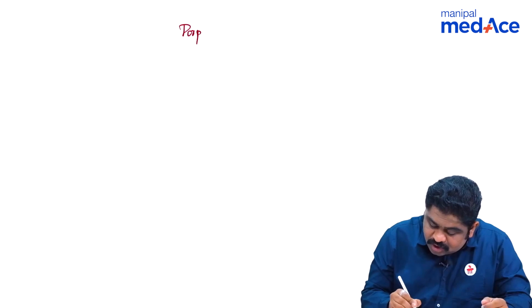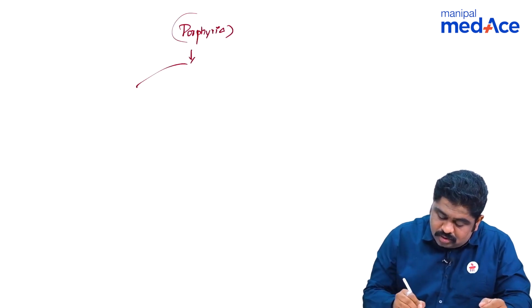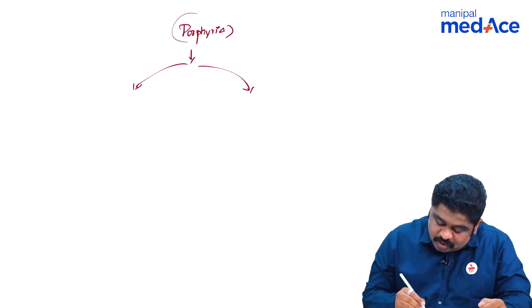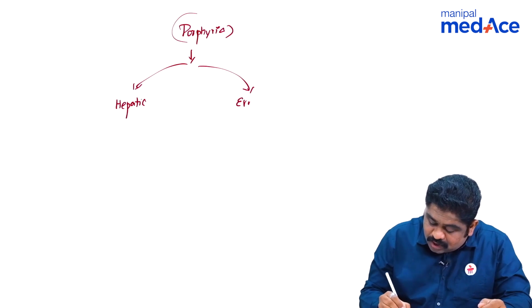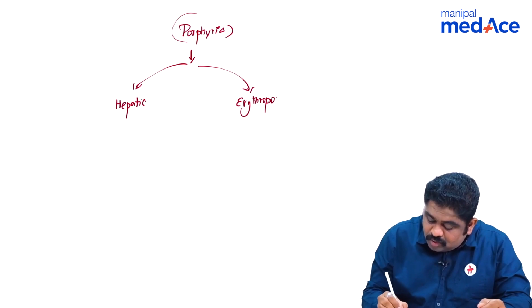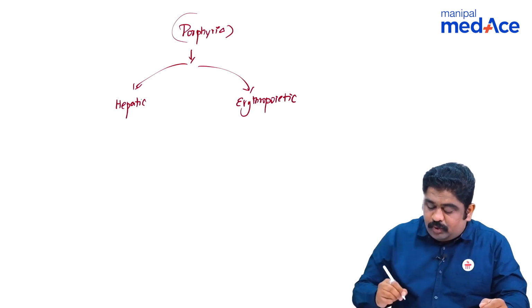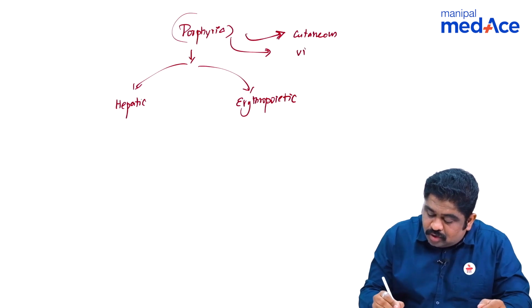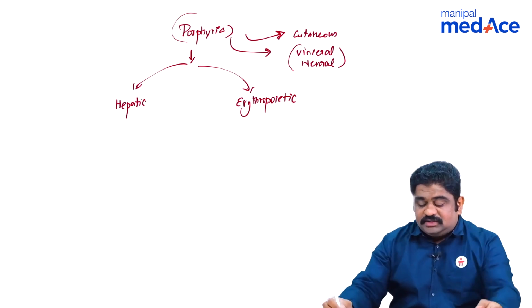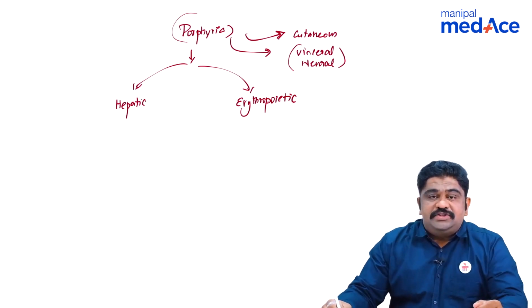When you speak about porphyria, you divide them into two major types, one being hepatic, the other being erythropoietic, where the clinical manifestation can be seen as either cutaneous manifestations or visceral manifestation, combined or not with that of neural manifestation.